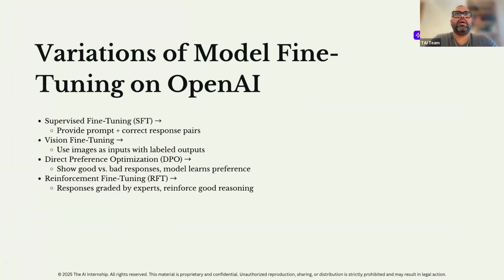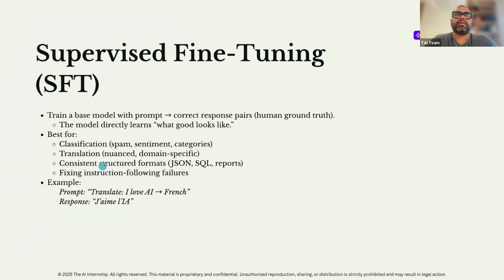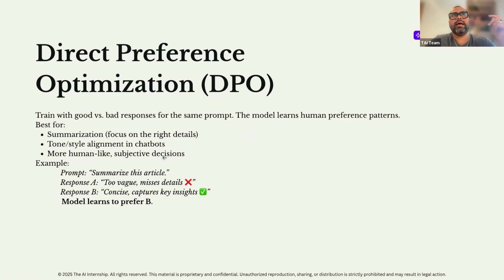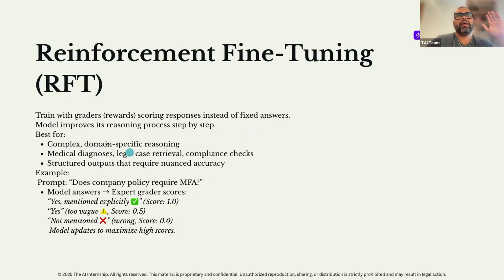In the slides, which I'll share, for example SFT is for classification questions, where you have structured input and expected outputs. Image problems are also covered. Direct preference optimization, DPO, is for getting the model to answer in a certain tone and style, to be more human-like. If it's a very specific, complex domain problem, like medical diagnosis or legal cases, I'd go with reinforcement fine-tuning, RFT.